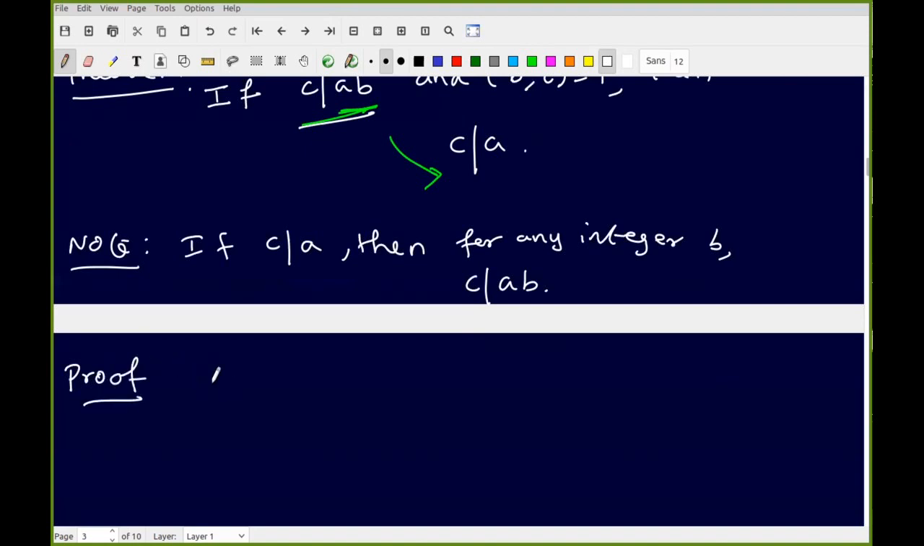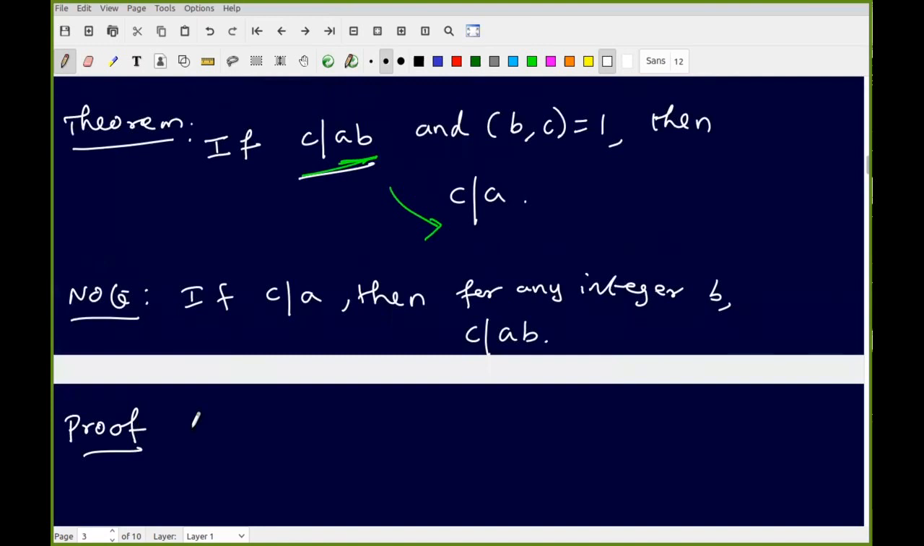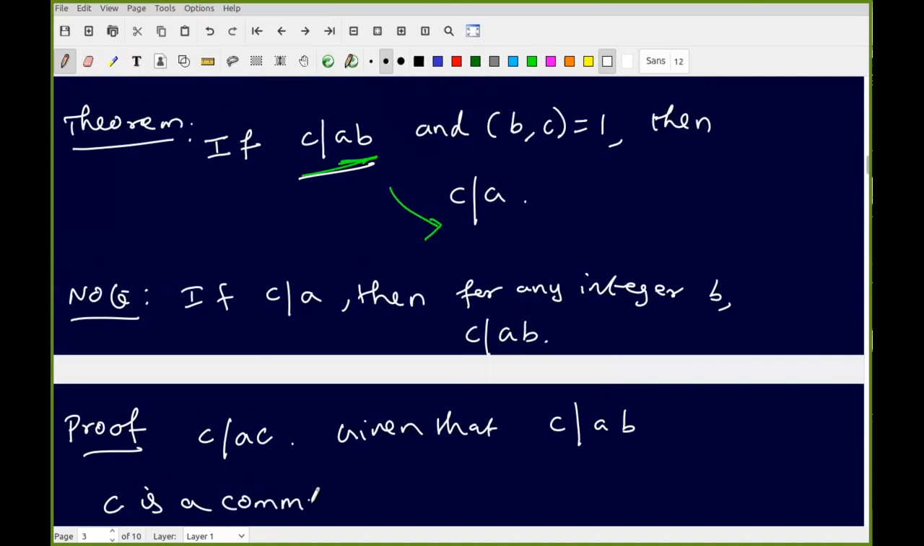Okay, so C divides AC. Given that C divides AB, C is a common divisor of AB and AC.